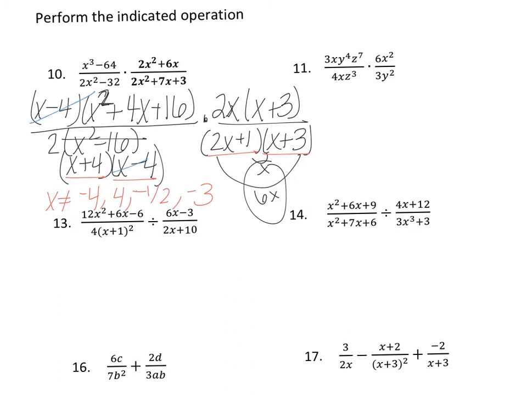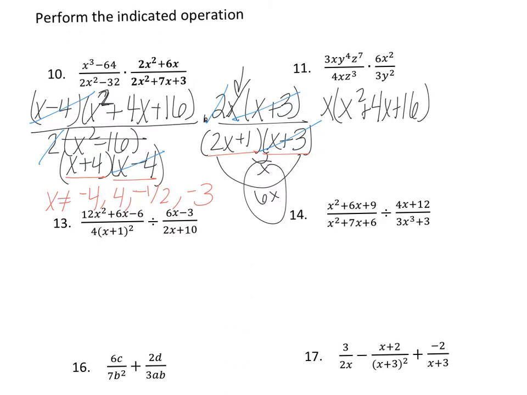This x minus 4 divides out. This x plus 3 divides out. And the 2 divides out here. And what I'm left with is, I'm going to encroach on this problem over here, x squared. This x is left as well, so x times x squared plus 4x plus 16.